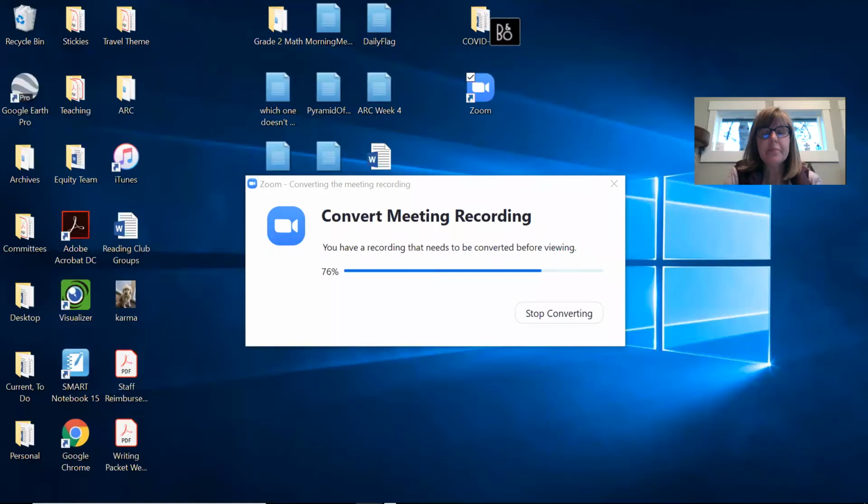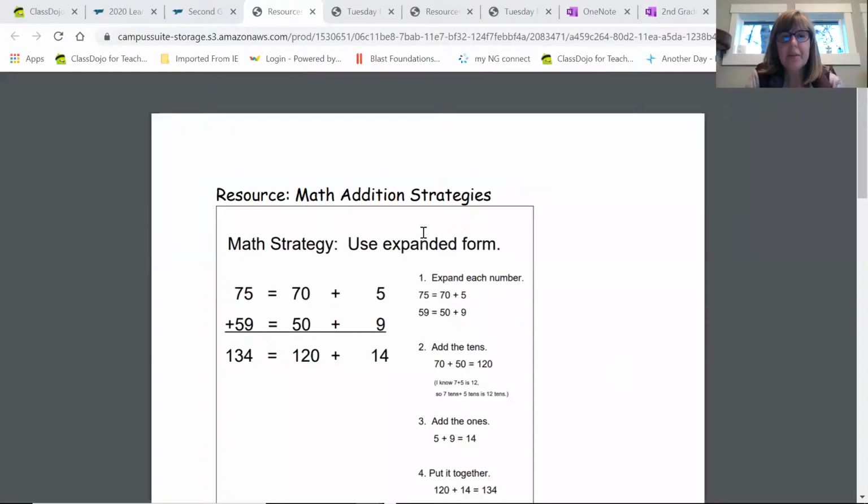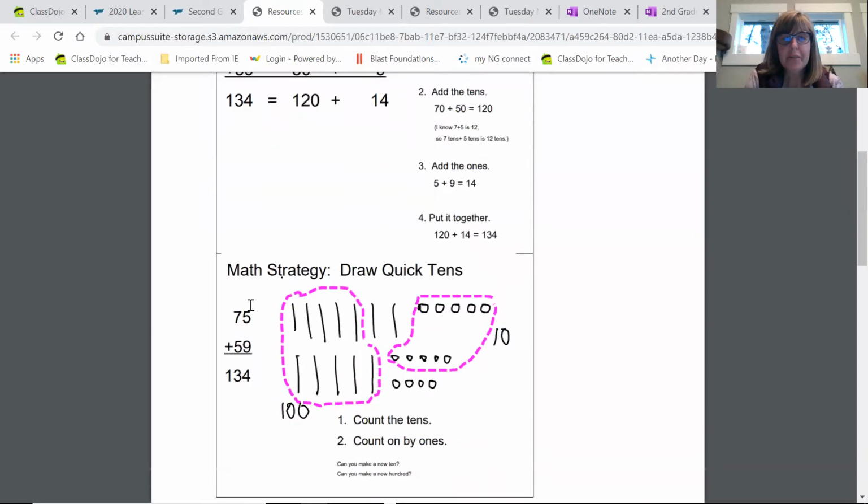Now, in your math packet, each week, you will have your strategies. So this week, when you look at your math strategies, I increased the totals here so you can see they're greater than 100. For drawing your quick tens, you might think about making new tens and also new hundreds. If you have 10 tens, you have 100. If you have 10 ones, you can trade them for a new 10.